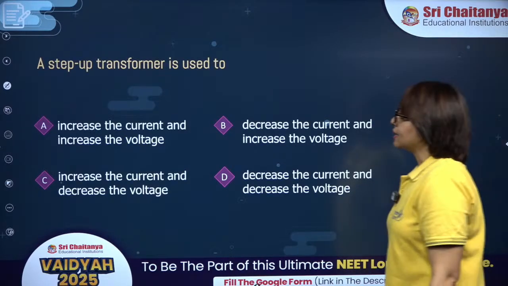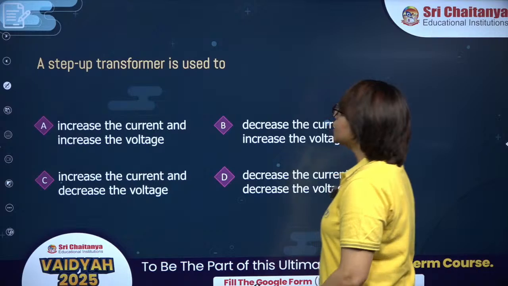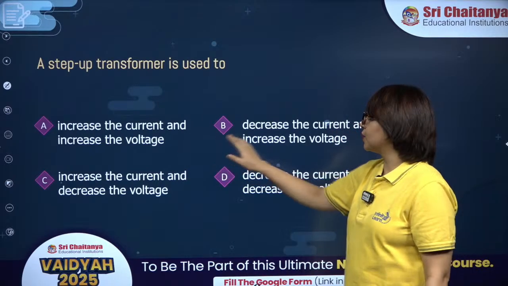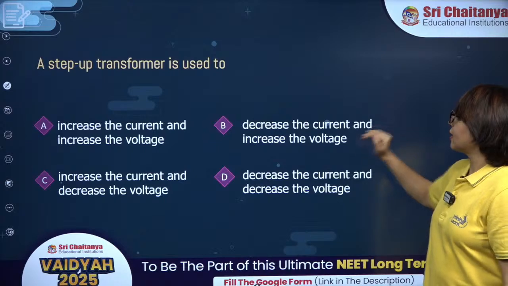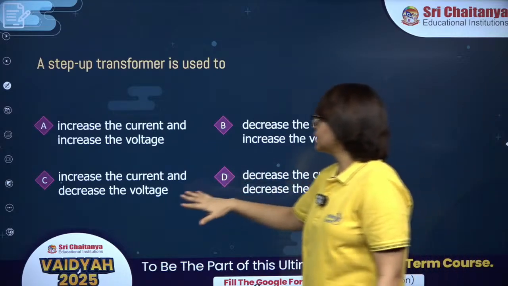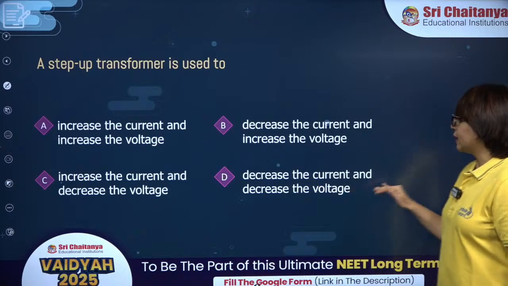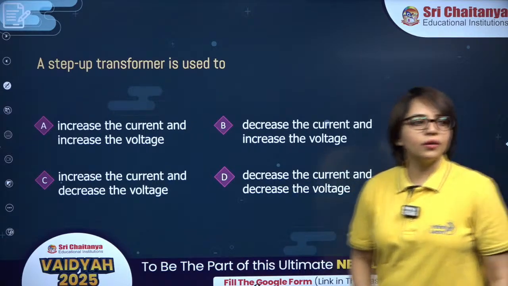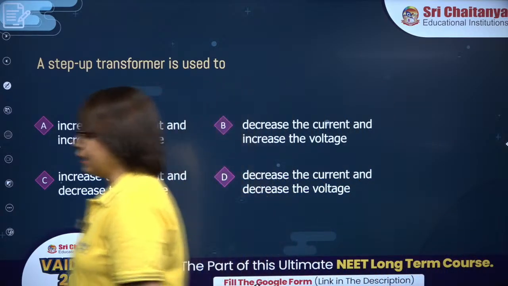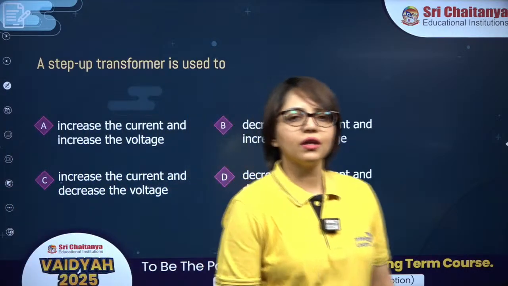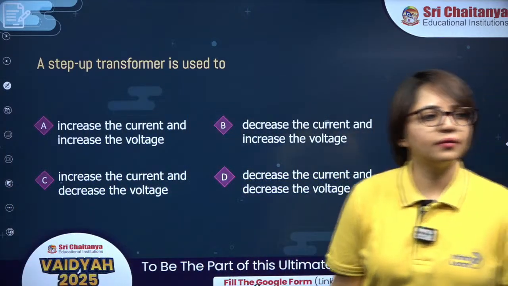Next is this one. A step-up transformer is used to. Option A, increase the current and increase the voltage. Option B, decrease the current and increase the voltage. Option C, increase the current and decrease the voltage. Option D, decrease the current and decrease the voltage. Try this one. Again, this is a conceptual question, everyone. Why do we use a step-up transformer?